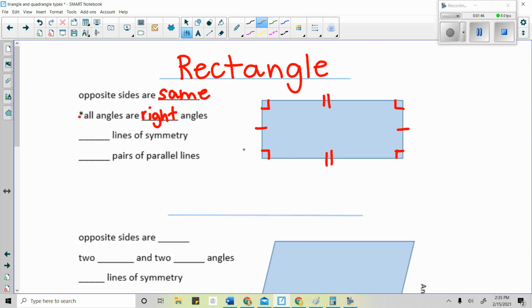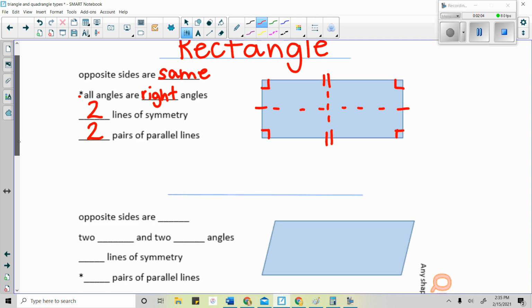In this shape, we do have 2 lines of symmetry. You would have a vertical line of symmetry, and you would also have a horizontal line of symmetry, and you would have 2 pairs of parallel lines. Notice it does not have 4 because this is not a regular shape. It is an irregular shape.